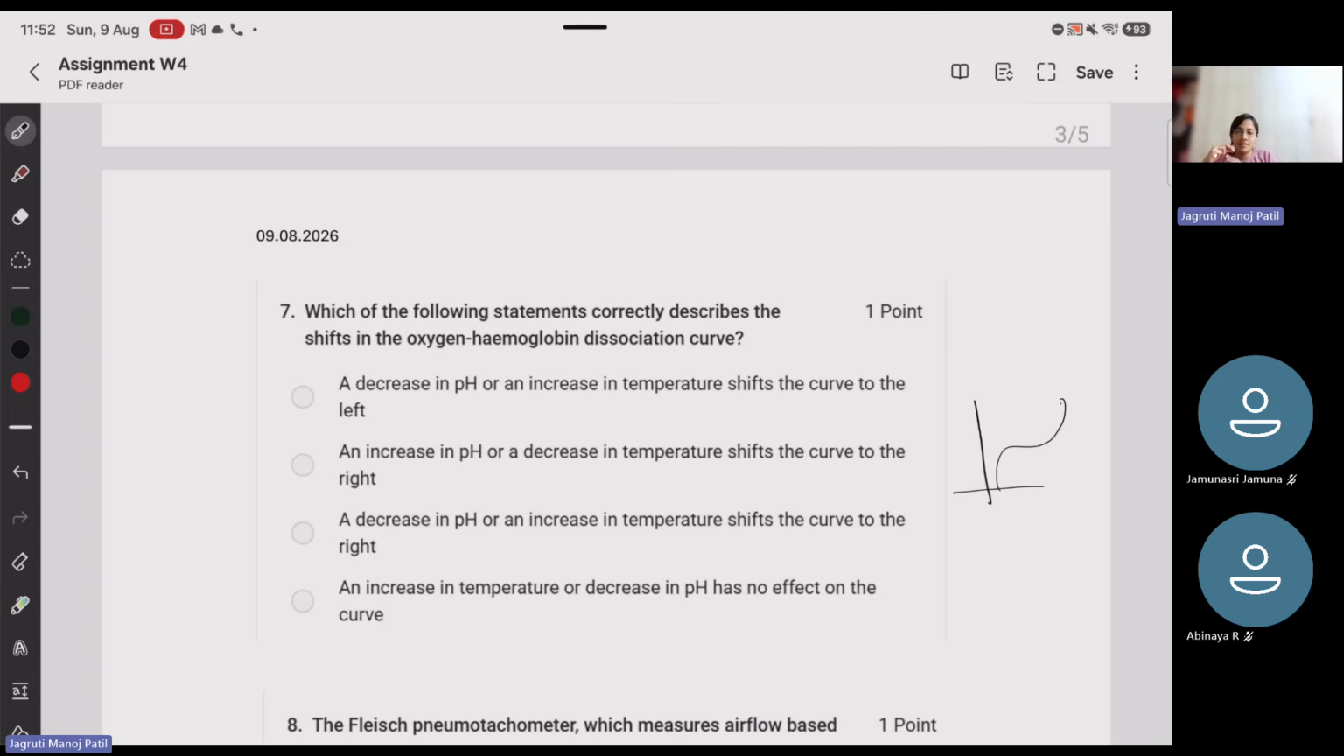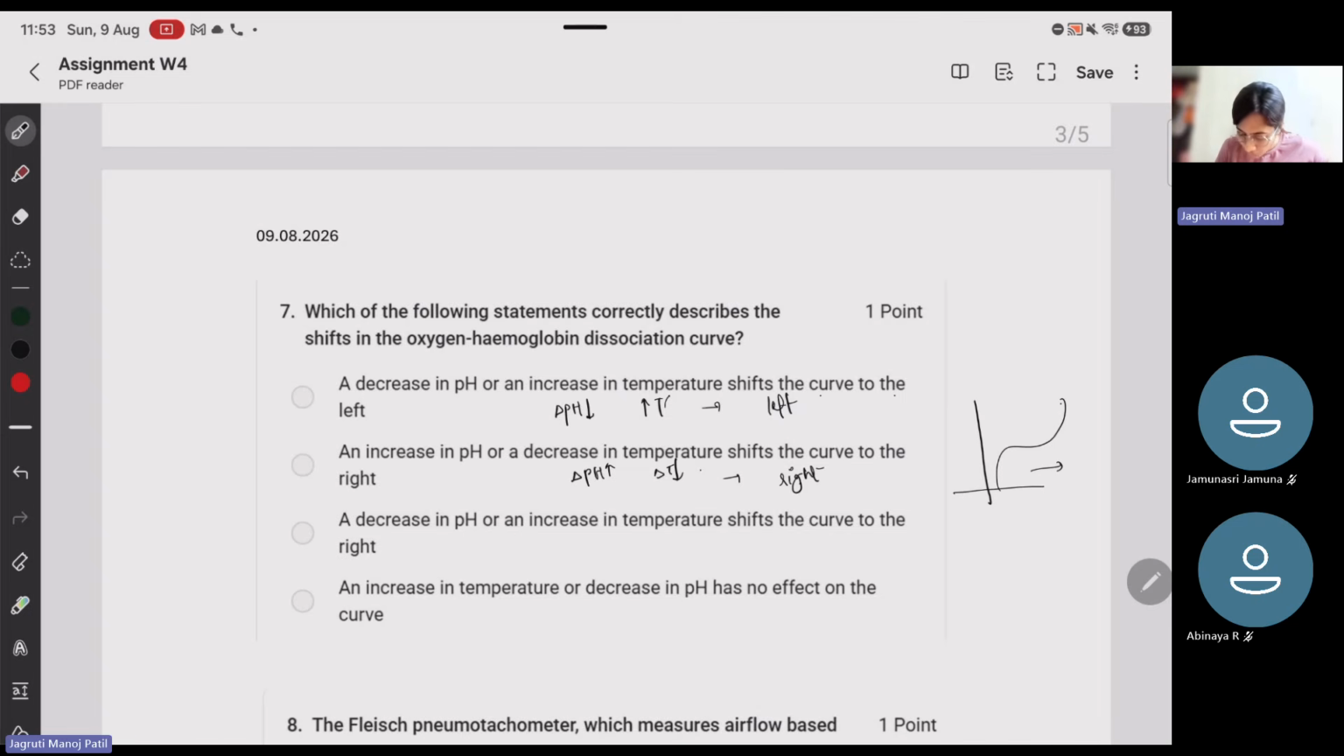So a lesser amount of blood received back is associated with a decrease in pH, and a higher amount with an increase in pH, so you're basic in pH. That's how you deal with it. So which one correctly describes it? Let's see. A decrease in pH or an increase in temperature shifts the curve to the left. It's telling us that pH is decreasing and temperature is increasing, so that will shift the curve towards the left. Increase in pH and a decrease in temperature will shift the curve to the right.